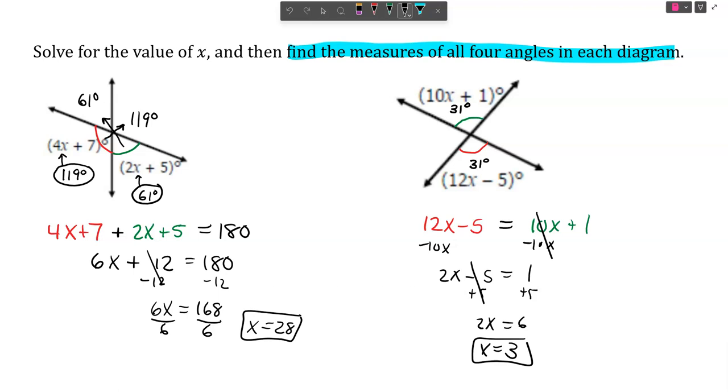To figure out the final two angles, we're going to need to use the idea of a linear pair. Since these two are adjacent to each other, they are also supplementary. We're going to take 180 minus 31, and that's going to tell me that this angle is 149 degrees. And likewise, across the way here, the other vertical angle to that 149 will be equal as well. So in short, linear pairs are supplementary, vertical angles are equal. They occur at intersections of two lines.